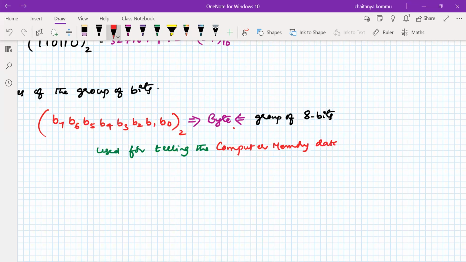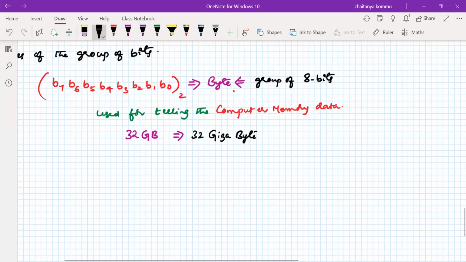So for example, when you have a pen drive, say I'm saying that it is 32 GB memory, the pen drive is there with me. So what does it mean? That means 32 gigabytes of information is possible to store in it. So that's the meaning of this.